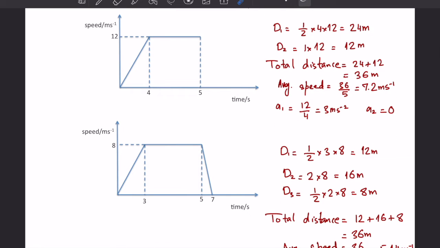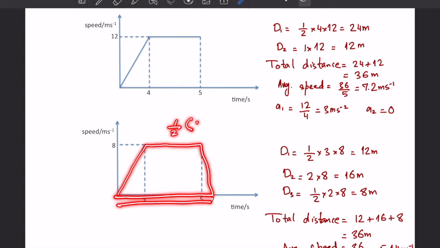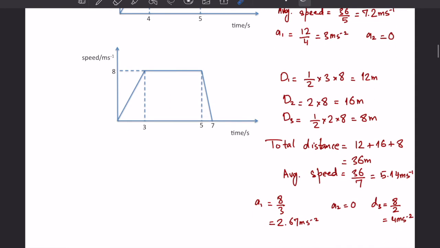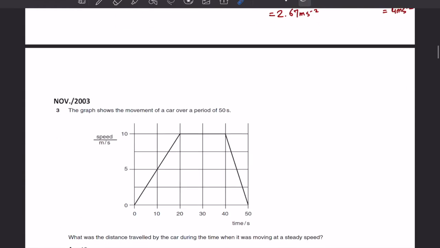Similarly, as I move on, I can also calculate the total distance traveled in one go by identifying this as a trapezium, which would be half sum of parallel sides. One side is 7, the other side is 5 minus 3, that is 2, and the height of the trapezium is 8. Or I can break this up into 3 different shapes: triangle, rectangle, triangle, and add these areas up, and that will also get me the total distance traveled. Similarly, I can find the average speed by dividing by total time, or I can also calculate the accelerations for any particular section. Let's see how this is asked in the exam.